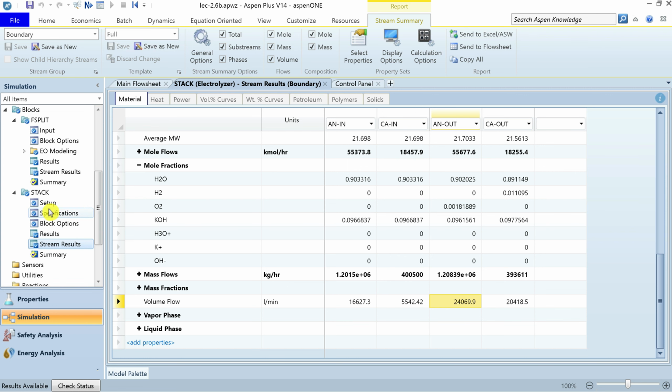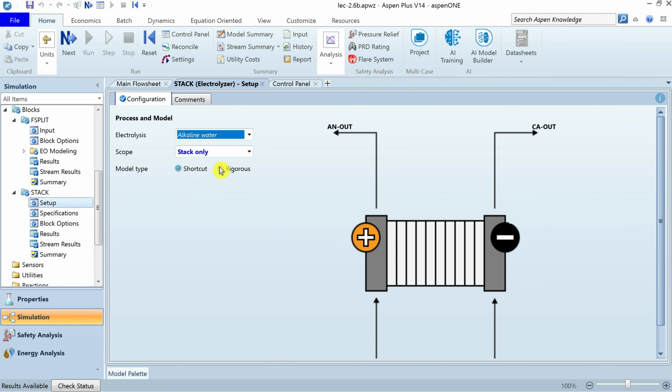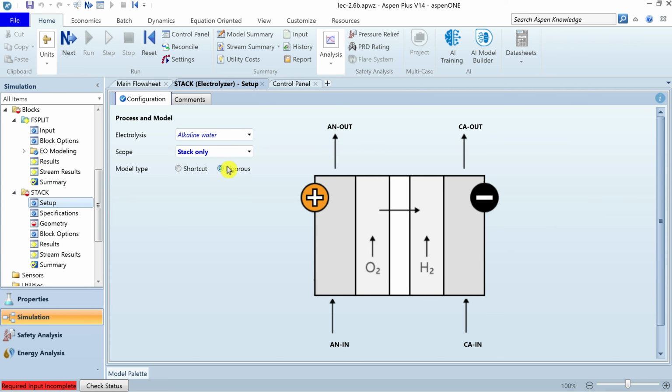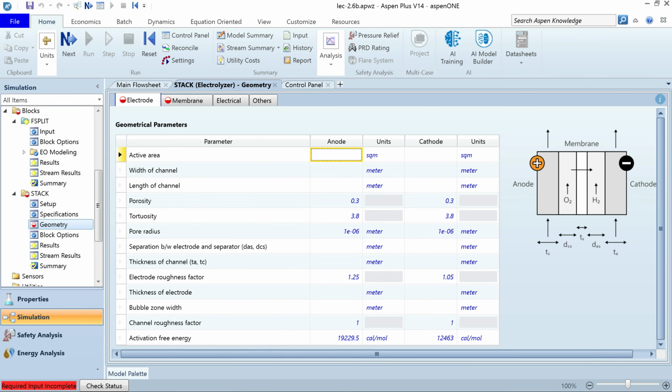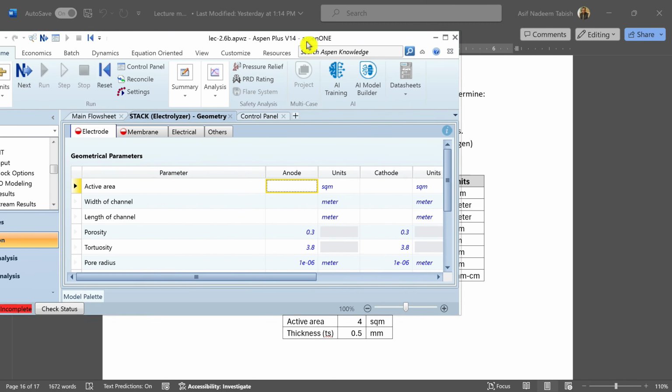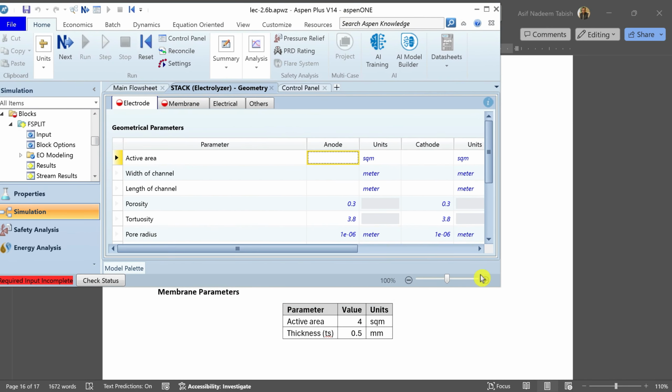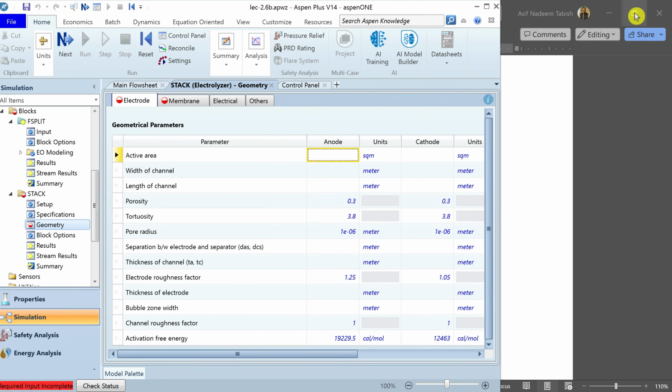Let's see how to define a rigorous stack. For a rigorous stack, you need to define the geometry of the cells as well. Let's first make some room to display the Word document and the Aspen file side by side.